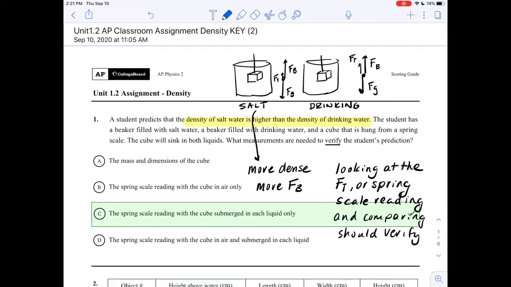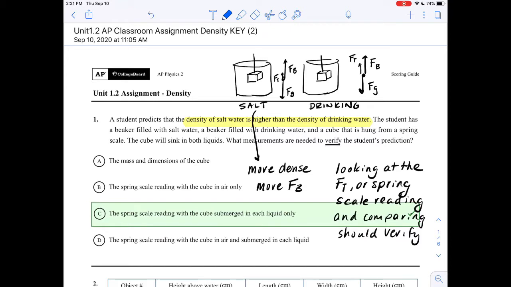AP Classroom assignment on density. A couple words. While this is purportedly about density, a lot of it is really about Archimedes' principle, which is coming up later in section 1.5. But we'll talk about that more in class.